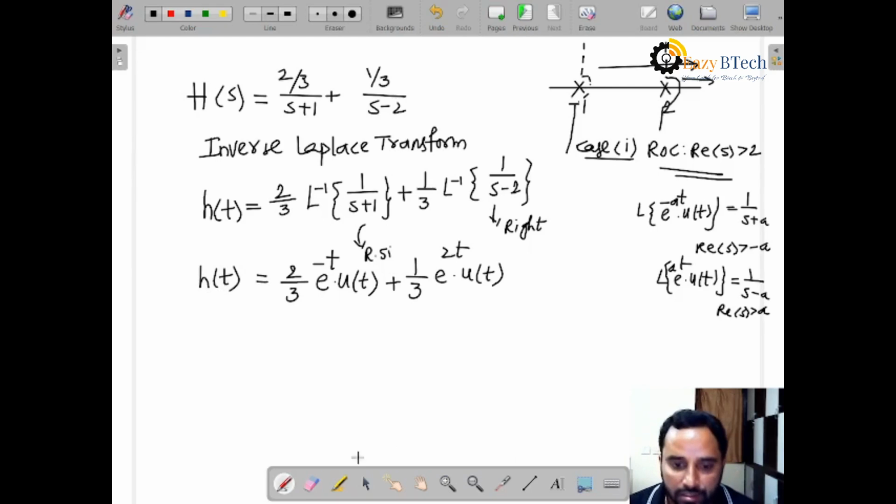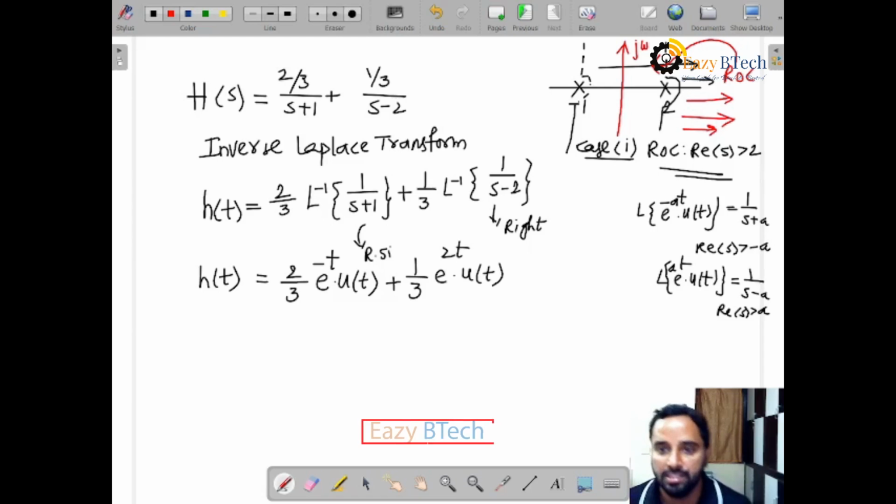Now here we have the j omega axis between minus 1 and 2. We will be having the j omega axis, right? So what is the final ROC? Greater than 2. This red color is the final ROC. So our ROC does not include the j omega axis. Included or not included? Not included, greater than 2. But the j omega axis is here, at the origin.